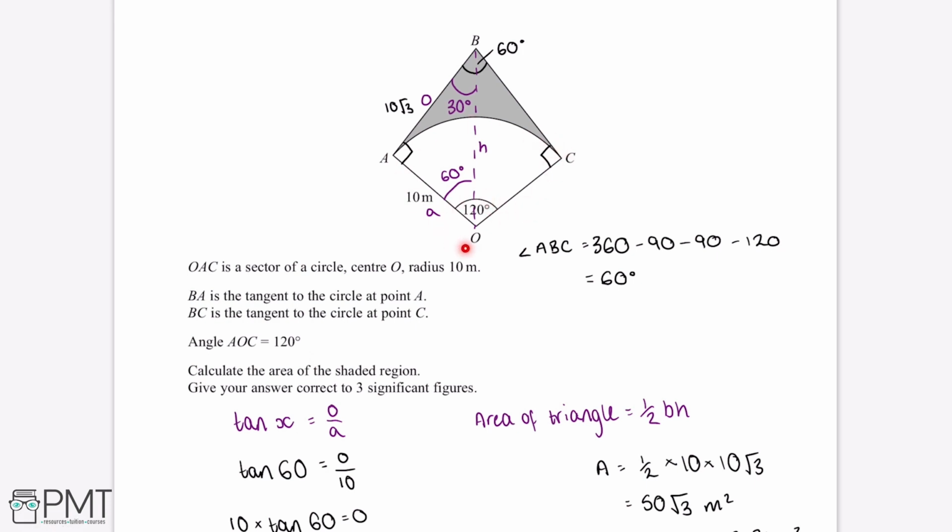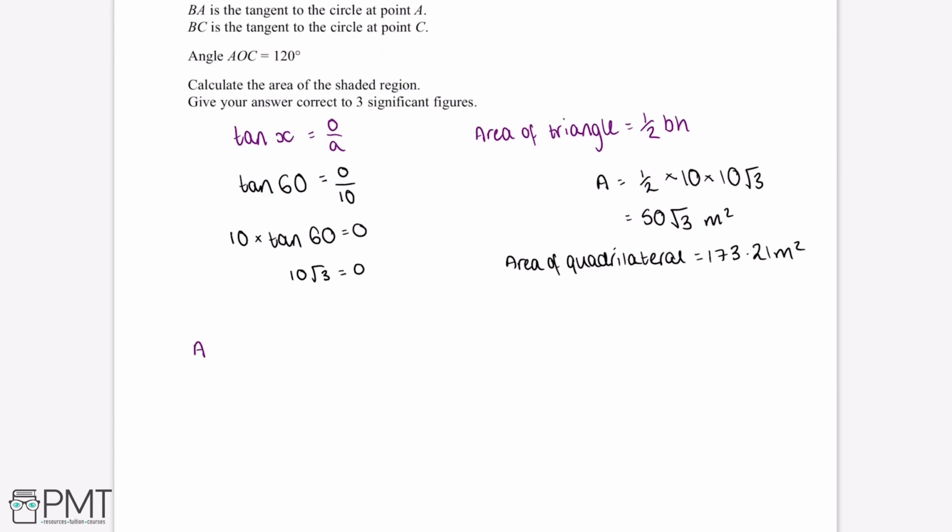Now there's 360 degrees in a full circle, however this angle is 120 degrees. So what this means is this sector is exactly a third of a full circle. So if we divide the formula for the area of a circle by 3, this will give us the area of this sector. So the area of a circle is equal to pi r squared, which means that the area of this sector will be equal to pi r squared divided by 3.